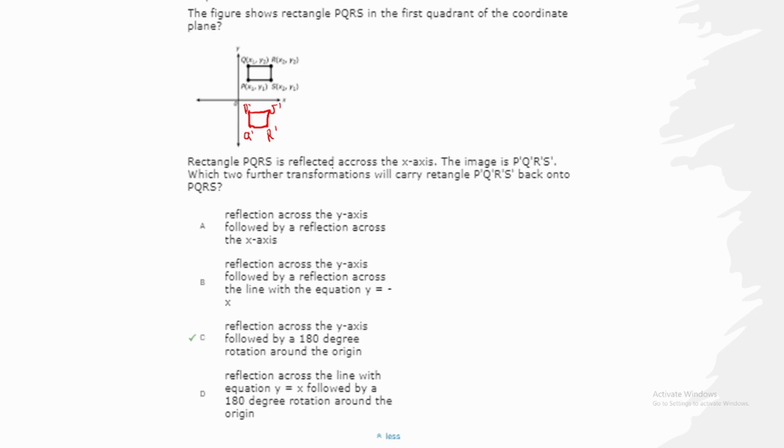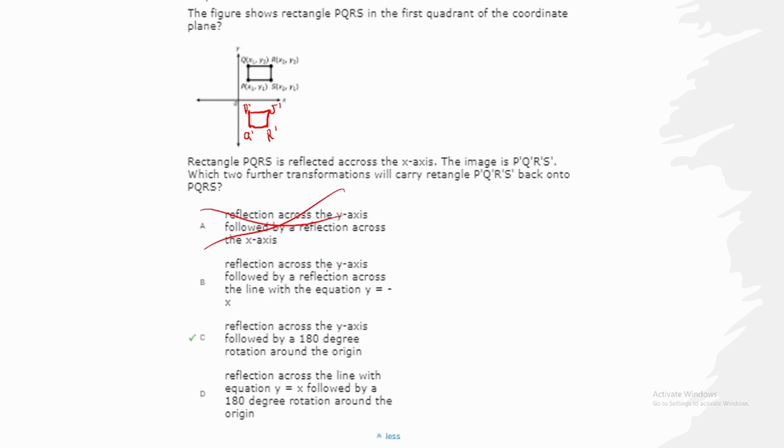So that's my shape. Which 2 further transformations will carry rectangle P prime, Q prime, R prime, S prime back onto PQRS? So first one says reflection across the y-axis followed by reflection across the x-axis. If that happens, if we flip this over to my y-axis, it's going to be located here. And then we flip it up, it's up here. Is that back on itself? No. So A is not my answer.